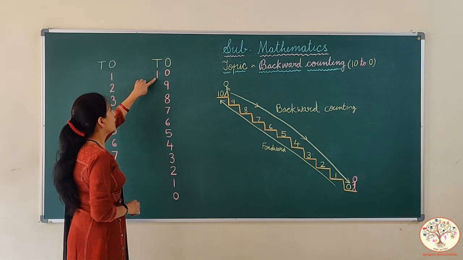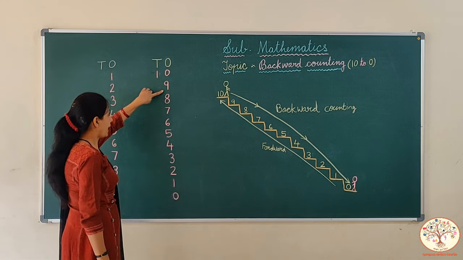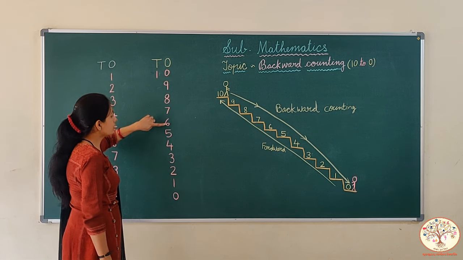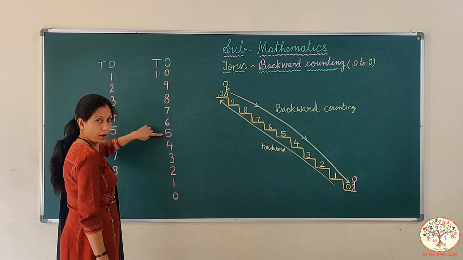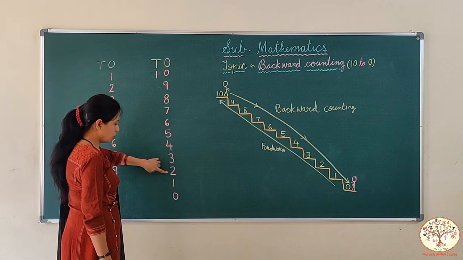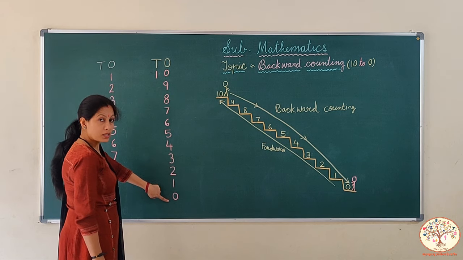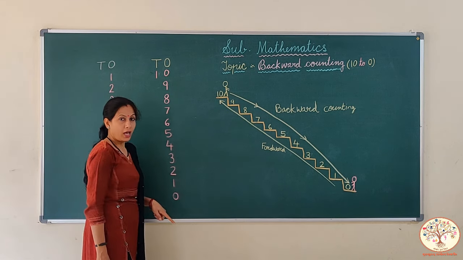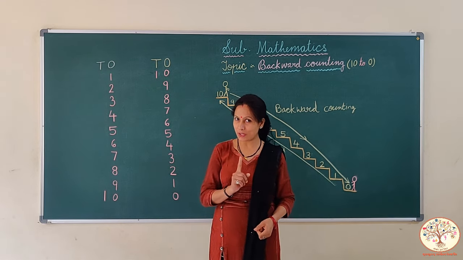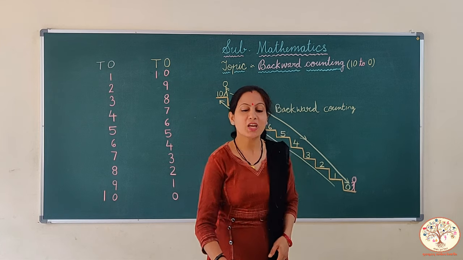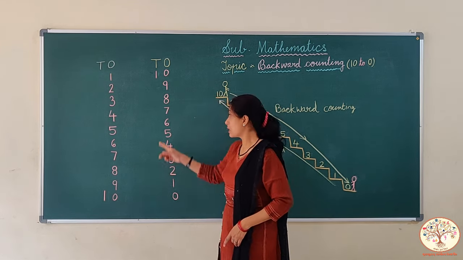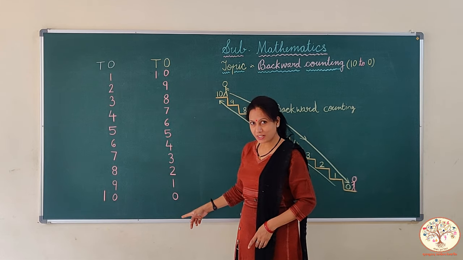Let's revise it. 10, 9, 8, 7, 6, 5, 4, 3, 2, 1, 0. Okay? I hope you all understood backward counting from 10 to 0. Okay, so kids, do practice these 10 numbers in backward way.